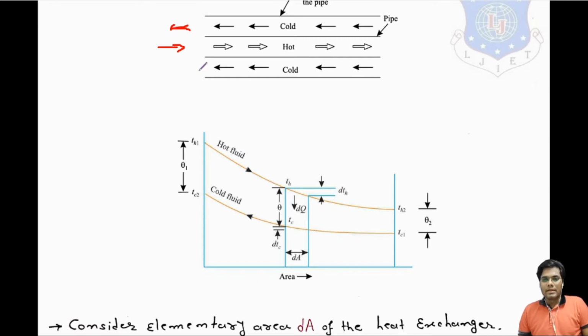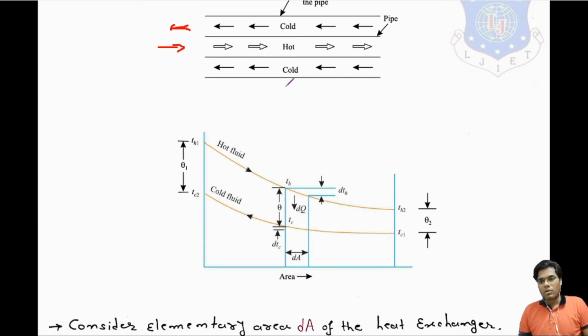Here the inlet temperature of hot fluid is TH1 at this point. As we are moving from this point towards the outlet point of the hot fluid, the temperature of hot fluid is gradually decreased from inlet to the outlet as heat is lost to the cold fluid due to the temperature difference. So the temperature of hot fluid will decrease from TH1 to TH2 from inlet to outlet gradually. So this profile is like this.